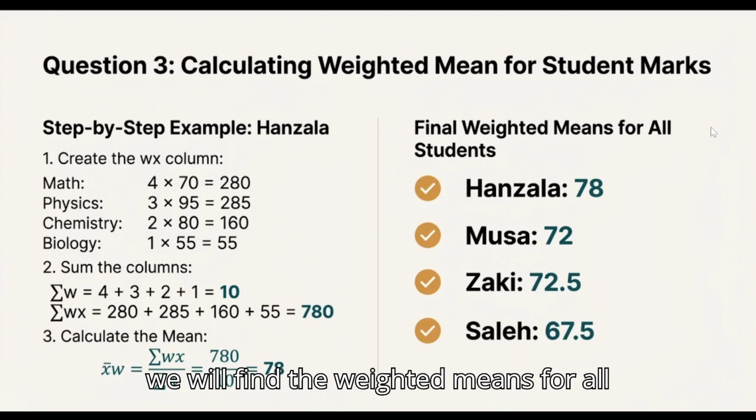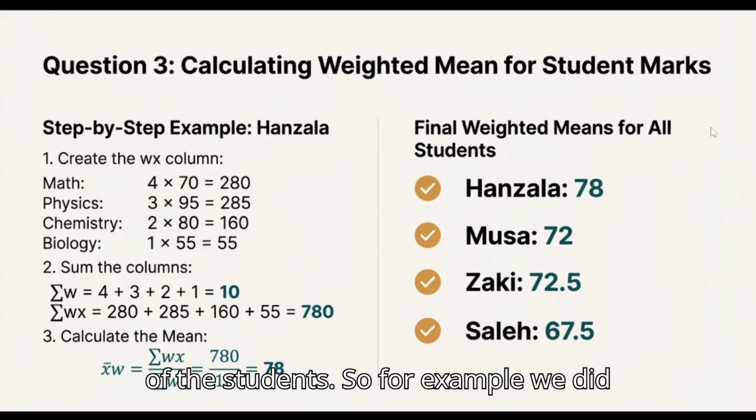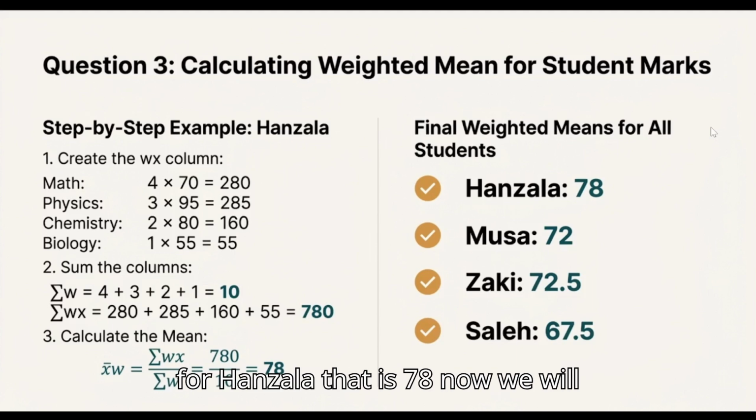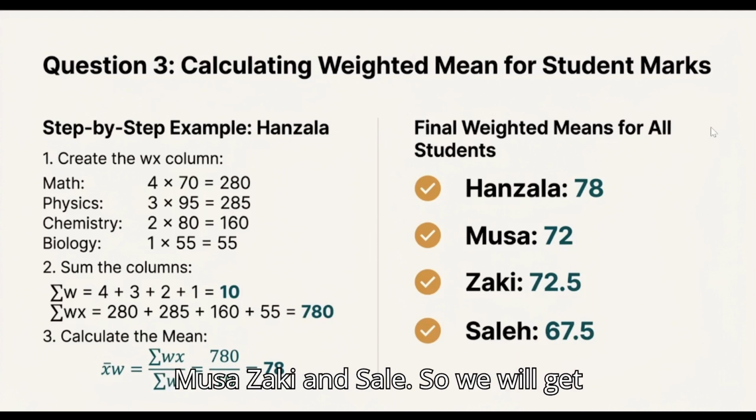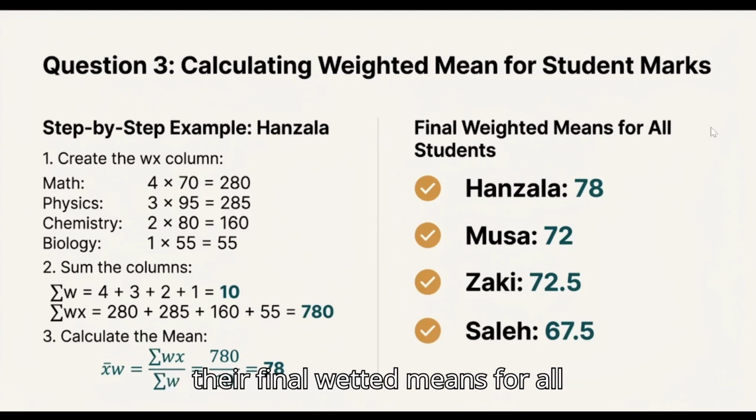Now we will find the weighted means for all of the students. So for example, we did for Hanzala, that is 78. Now we will do the same for all the students like Musa, Zaki and Saleh. So we will get their final weighted means for all students.